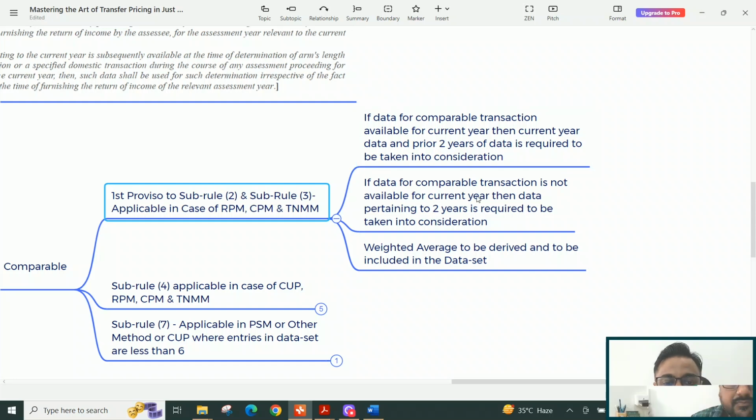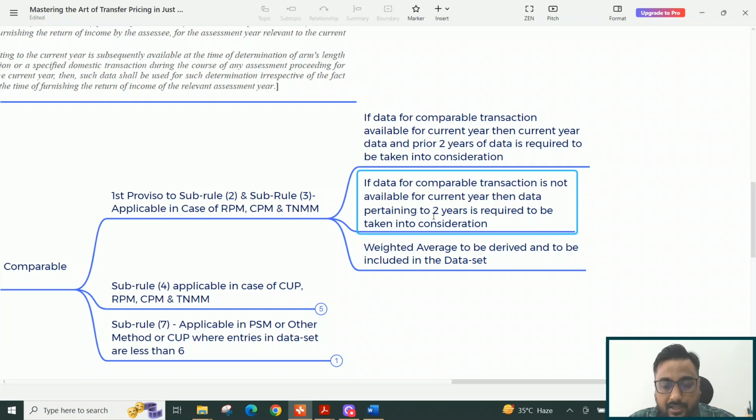Now the next thing: if the data for comparable transaction is not available for the current year, so you don't have data for the current year when you are determining the comparability analysis under RPM, TNMM or CPM, right? If you don't have the comparable entities' data for the current year, then data pertaining to the prior 2 years is required to be taken into consideration. Let me just make it here, prior 2 years.